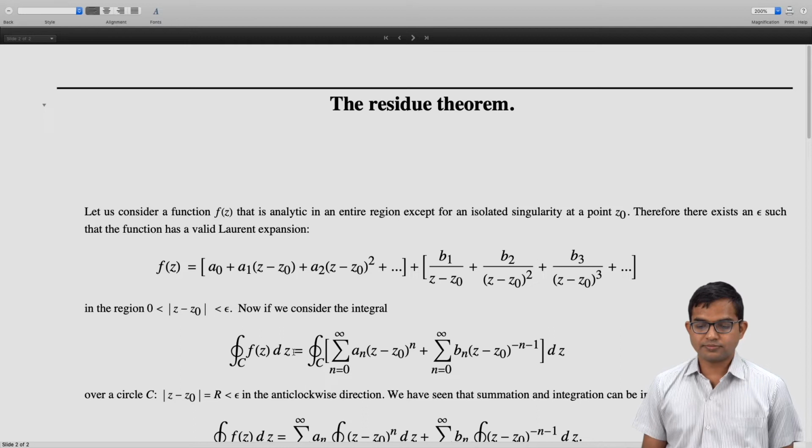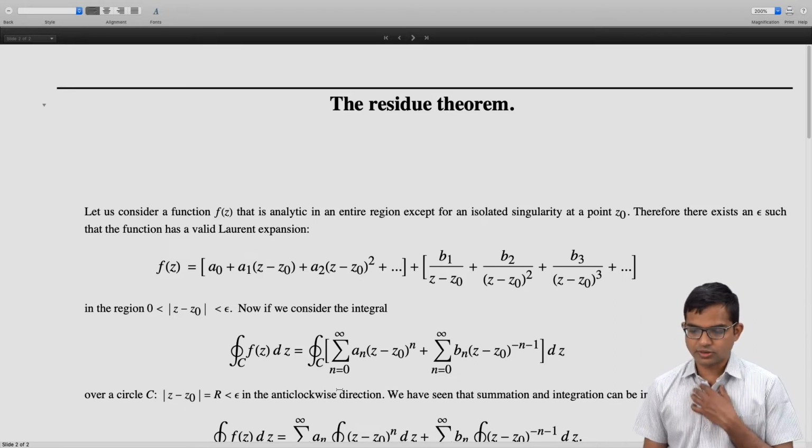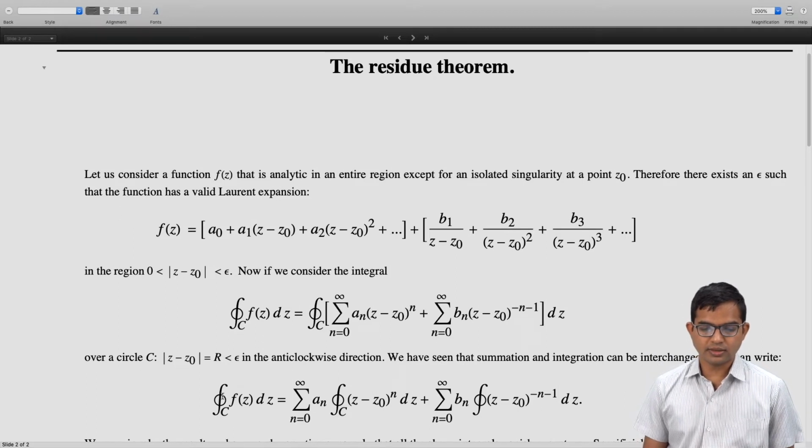And now we have seen that you can go ahead and exchange the integral and summation because of these uniform convergence properties. And so we are performing this contour integral in the anti-clockwise direction, right? So therefore we can go ahead and write this contour integral of f of z dz over c to be just summation over n goes from 0 to infinity, a_n contour integral of z minus z0 the whole power n dz, plus summation over n, again n goes from 0 to infinity, b_n contour integral of z minus z0 the whole power minus n minus 1 dz.